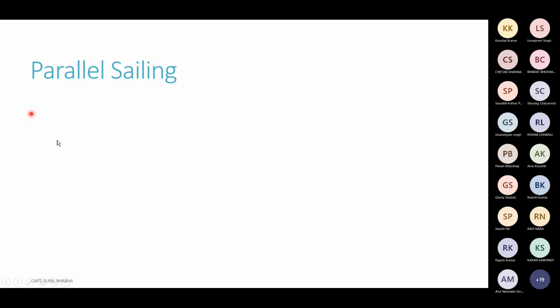Whether it is parallel sailing or plain sailing or Mercator sailing, or for that matter, great circle sailing and composite sailing, all these methods tell us what are the courses to be steered and what are the distances to be steamed to reach our destination.